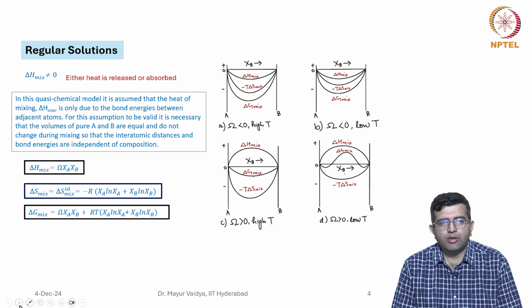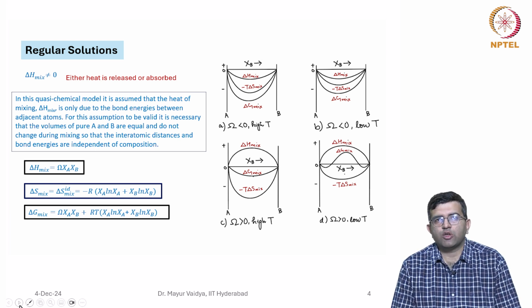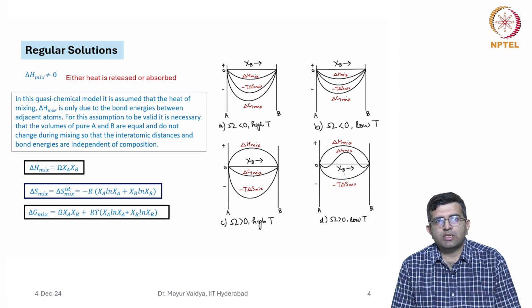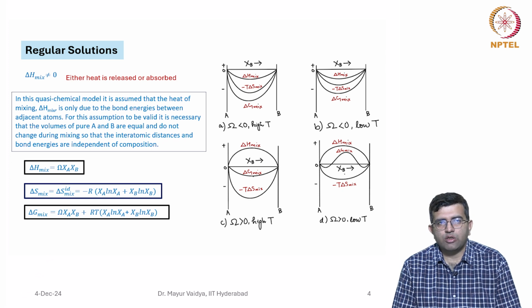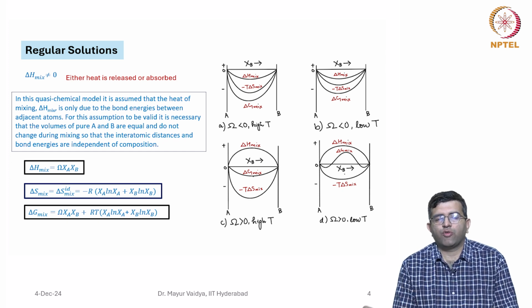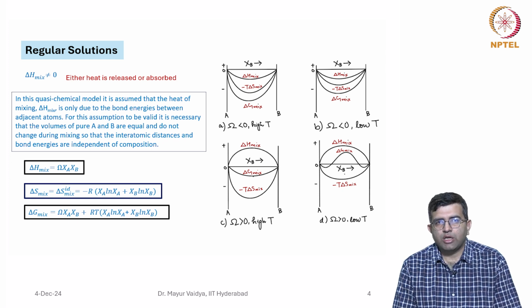Now, another model is what is known as a regular solution model, where the delta H mix is not equal to 0, either heat is released or heat is absorbed. Now, in this case, however, what regular solution assumes is that the delta H mix that is arising is only due to the bond energies. Okay. So, for this assumption to be valid, it is necessary that volumes of A and B are equal and do not change during the mixing, so that the interatomic distances and bond energies are independent of composition. So, that is the assumption.